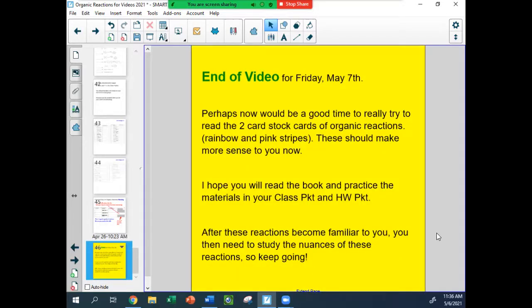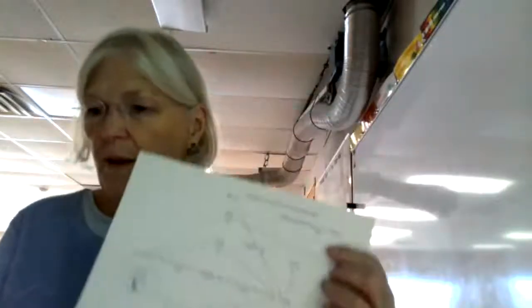So this video ends what we've accomplished on Friday, May 7th. It's really a good time now for you to look at these two colorful cardstock cards again, the rainbow card and the pink stripe card. Those two cards should be making more and more sense to you as you just read and study them. Read and study them. The quiz will be comfortable for you after you've done this work in both your homework and your class notes. I will see you again on Monday in another video.